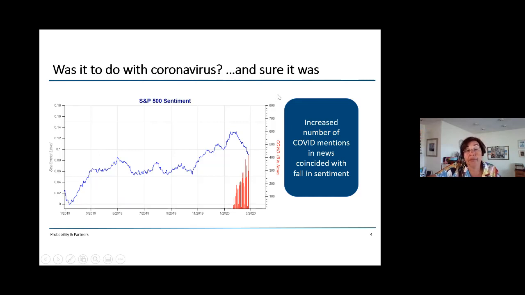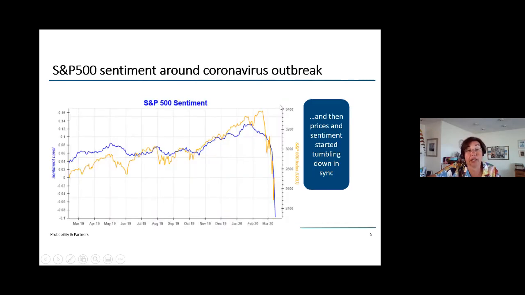So, however, the stock markets did not react for a very long time. At some point the news basically sunk in, and it was 3 to 4 weeks after the onset of the decline in the sentiment related to the stock markets. And then, of course, the sentiment and stock prices started tumbling down in sync.